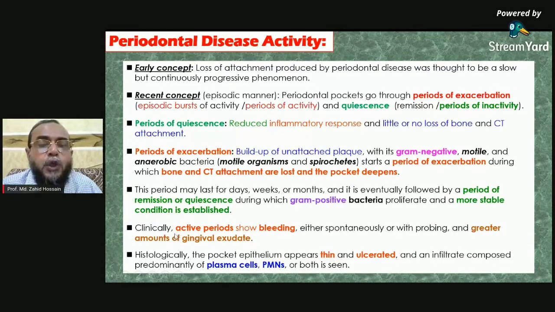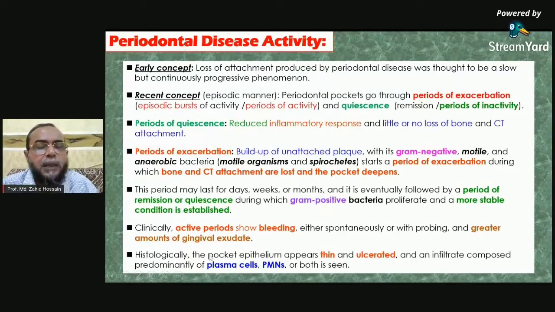Active periods show bleeding; you will find more bleeding in the active phase of the disease, and a greater amount of exudate. GCF may be increased. The normal amount of GCF increases in case of pocket formation or periodontitis.